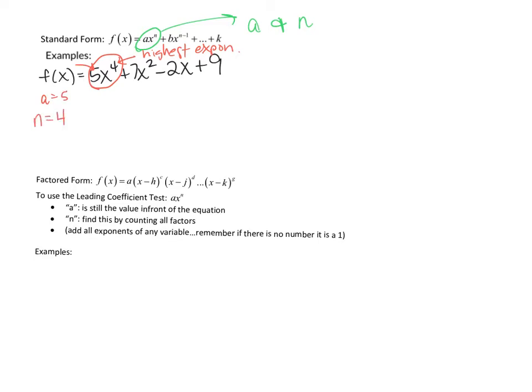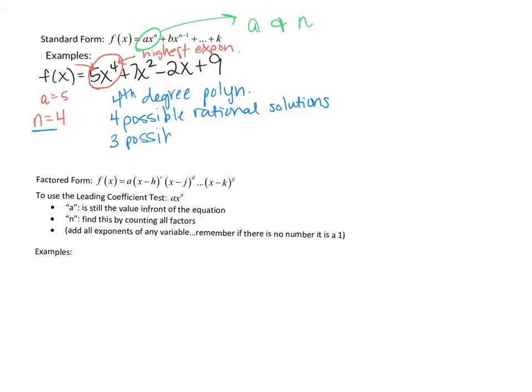Let's start off by just giving this a name. The first thing we can do is name this a 4th degree polynomial. Remember, it's what my n is. Then we can say it's going to have 4 possible rational solutions, and I could say solutions, roots, or x-intercepts; they would all be the same thing. Then I could say that there are going to be 3 possible turning points. Remember, I get the turning points by taking 1 away, doing n minus 1.